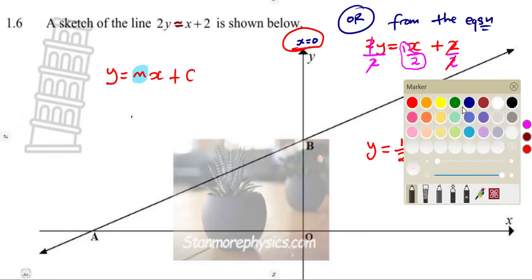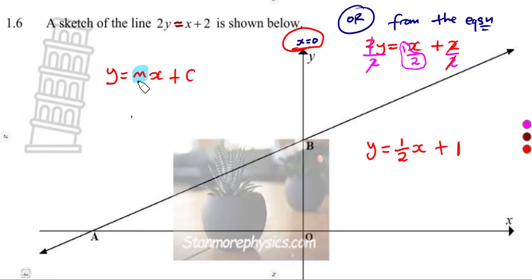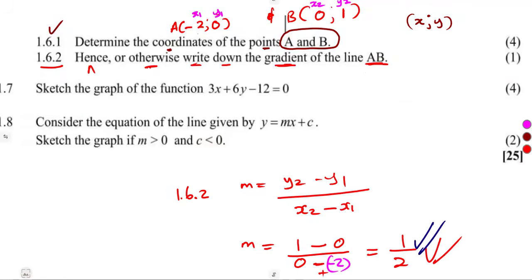So as we can see, from that format of y is equal to mx, m is the coefficient of x. That's the gradient. So what is the coefficient of x? The coefficient of x is 1 over 2. So therefore, our gradient is 1 over 2, the coefficient of x. So as you can see, it is the same answer that we obtained here.